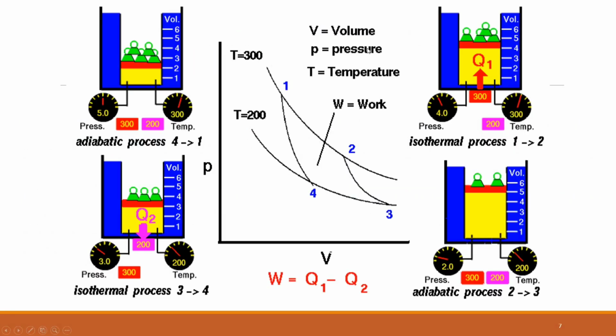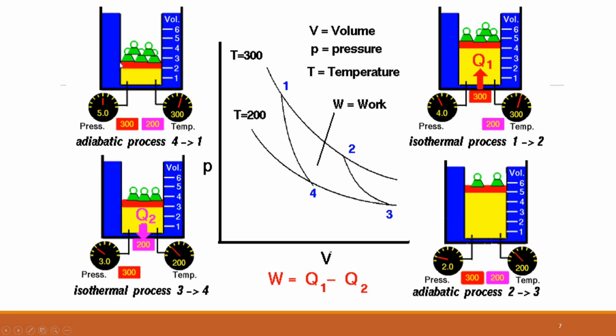To understand how the Carnot cycle works, imagine a gas enclosed in a cylinder that is fitted with a movable piston. The gas serves as the working fluid of the cycle. The cylinder is in contact with two heat reservoirs, a hot reservoir at a higher temperature, around 300 degrees Celsius in our example, and a cold reservoir at a lower temperature, about 200 degrees Celsius.